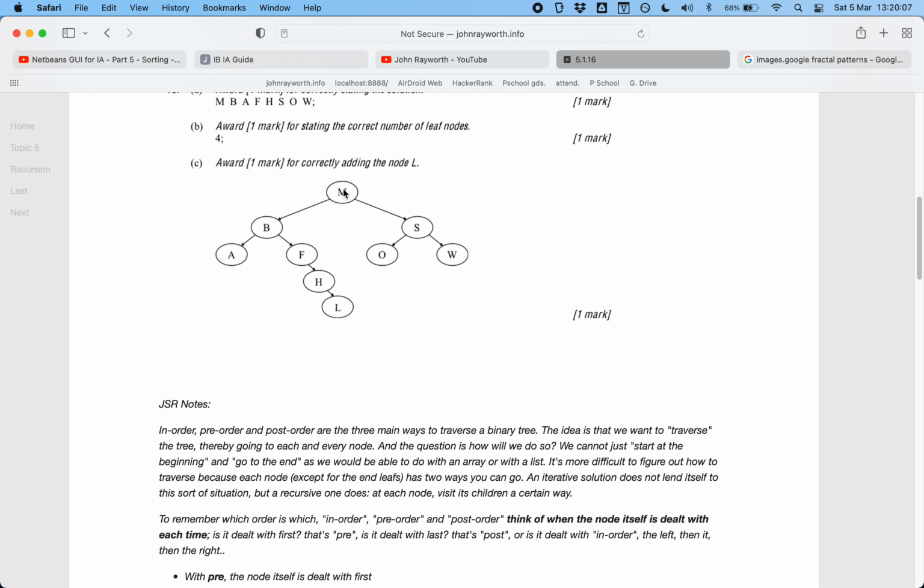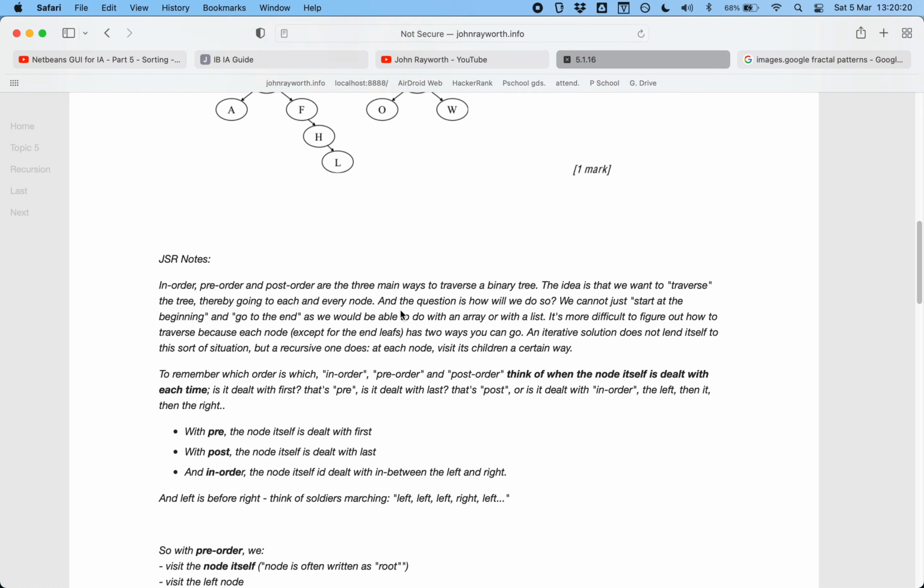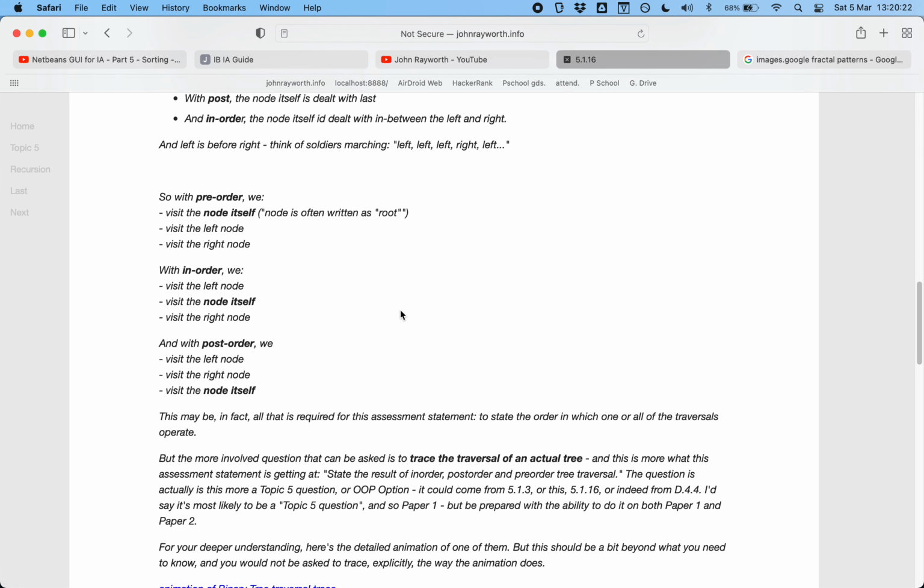So in order is going to be go to the left, go to the left, go to the left, and then deal with the left. And then deal with the node, and then deal with the right. So there's a lot to this, but basically deal with the node, left and right is pre. Deal with the left, then deal with the node, then deal with the right is in order, which will give you alphabetical or numeric order as you traverse and print out, for example. And post order, deal with the left, deal with the right, and then deal with the node.